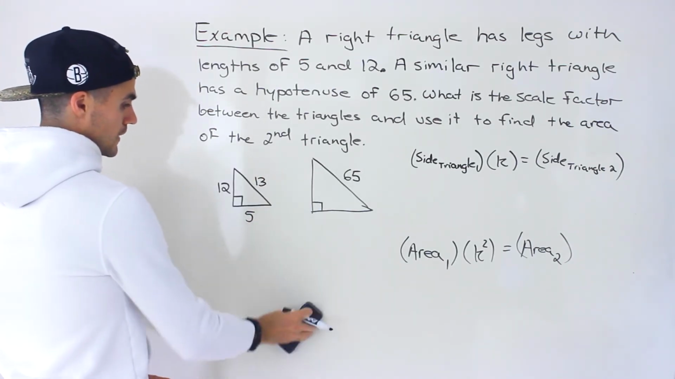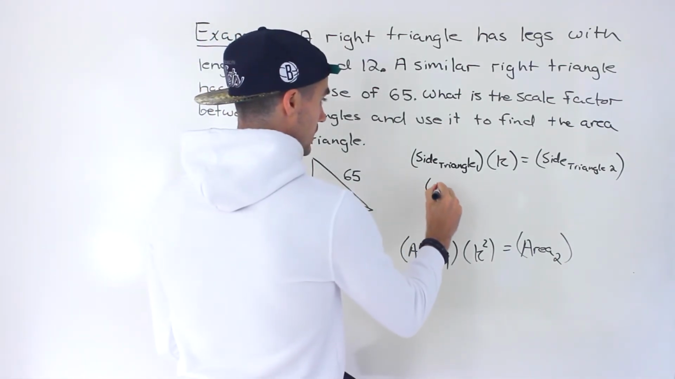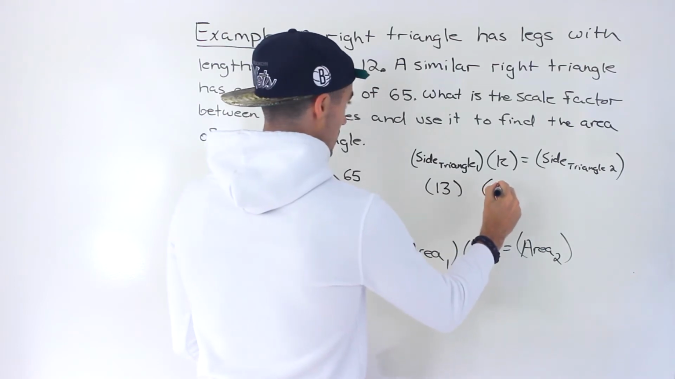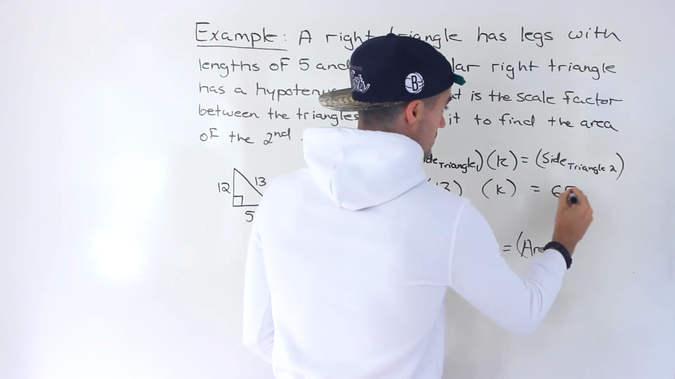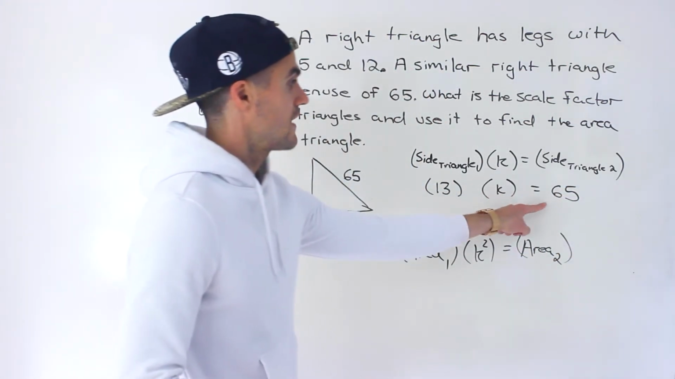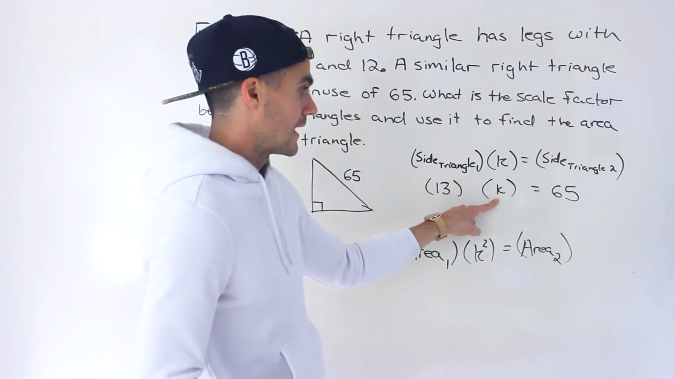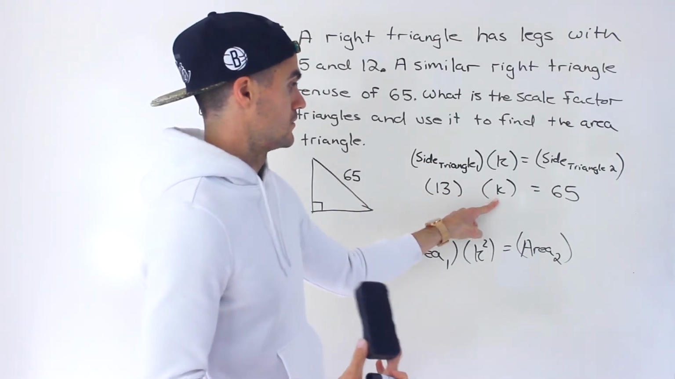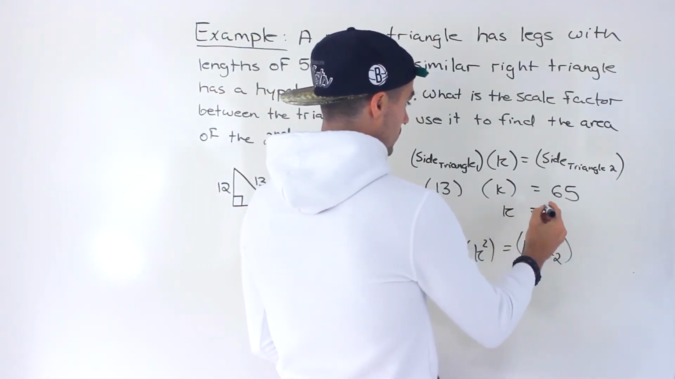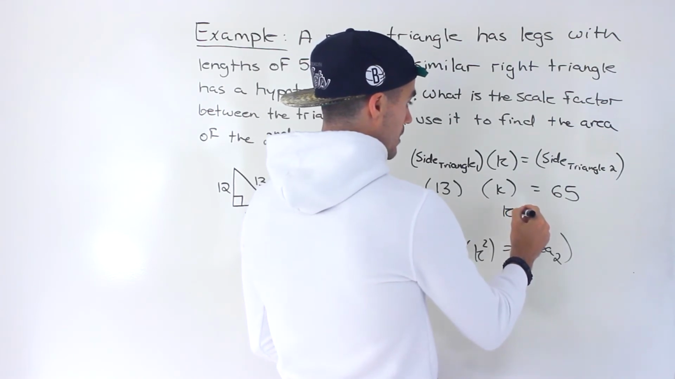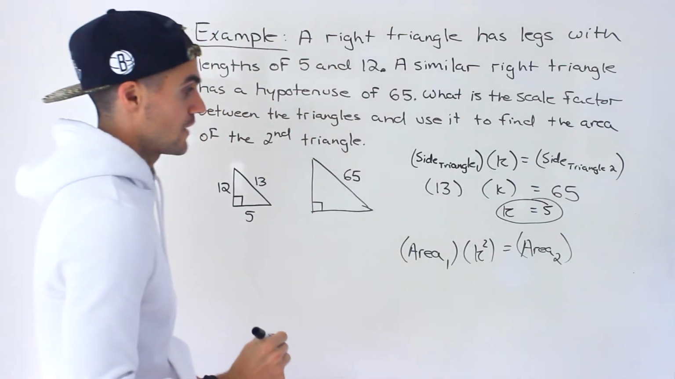And so now we can see by how much do we multiply this side to get to this side. So we'd have 13 times the k value, which is what we're solving for, to get the other side, 65. You could also switch these values up, but I personally like to put the smaller side here in order to get a k value that's going to be greater than 1. And so now if we divide both sides by 13 and isolate for that k value, we would end up with a k value of 5, right? 65 divided by 13 would give us a k value of 5.